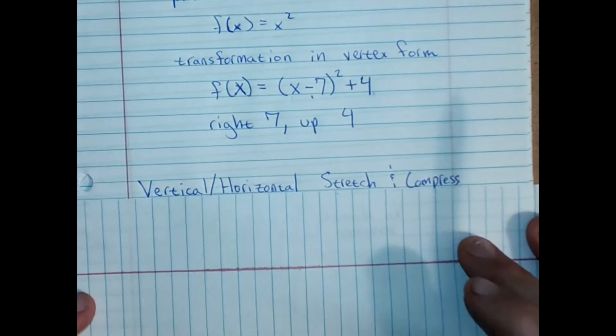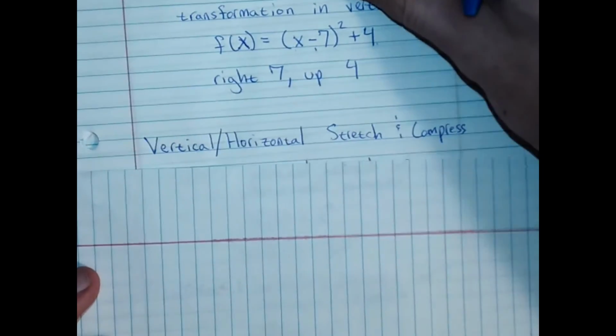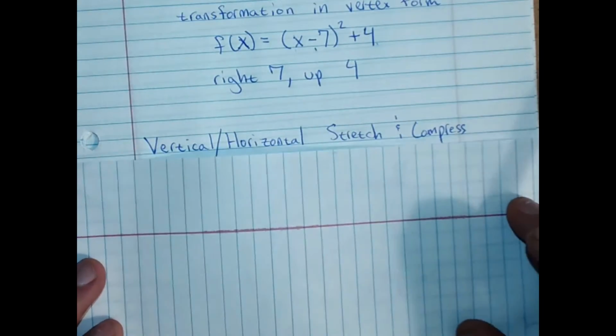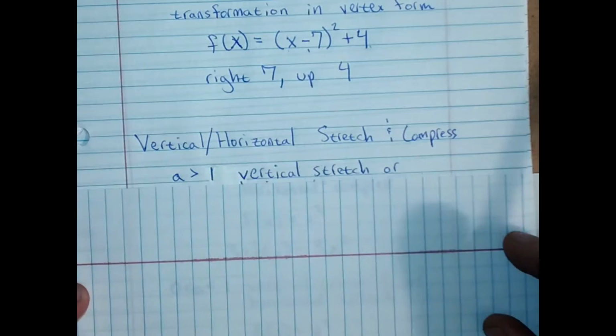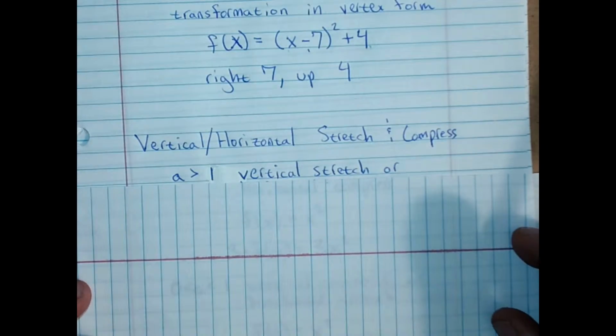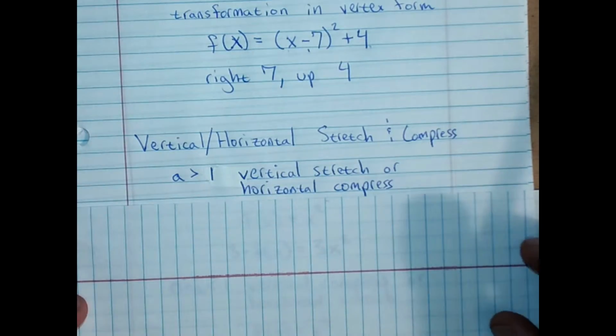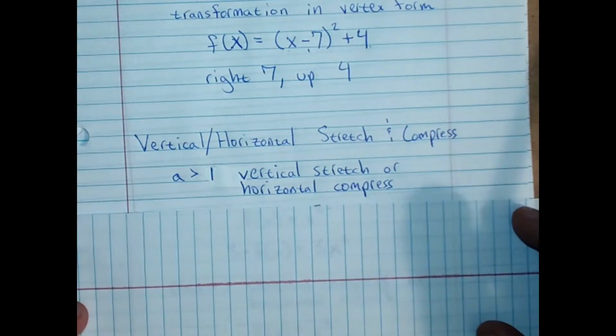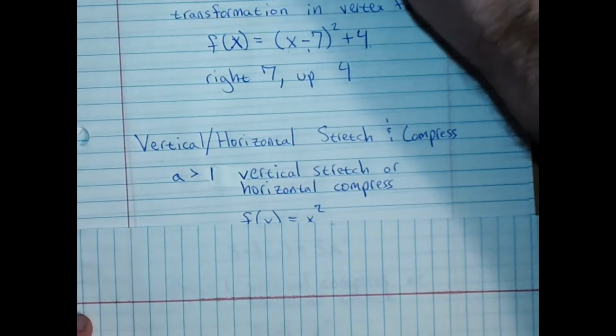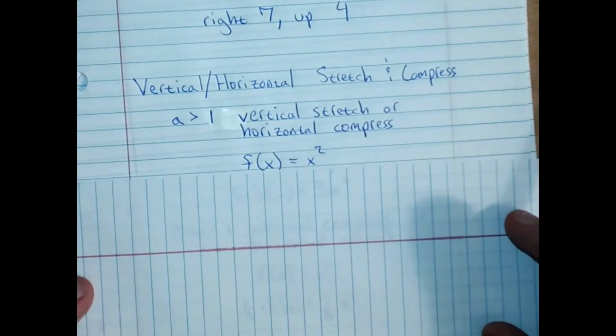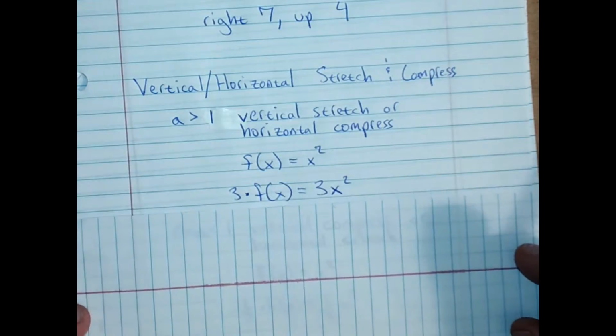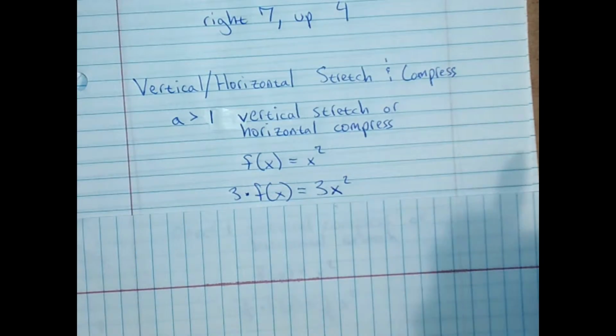It's about the value of a. We've just changed the vocabulary a little bit. Vertical and horizontal stretch and compress. So when a is greater than 1, we've got a vertical stretch or a horizontal compression. And let's just see what that looks like. Again, we're talking about relative to the parent function.